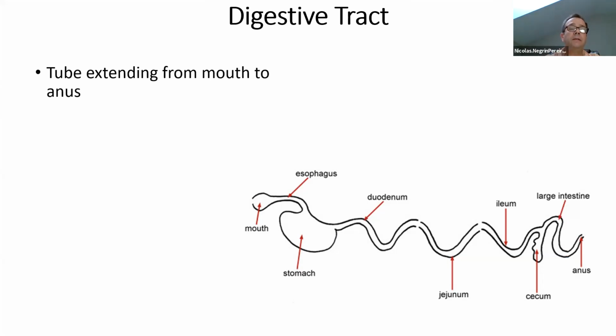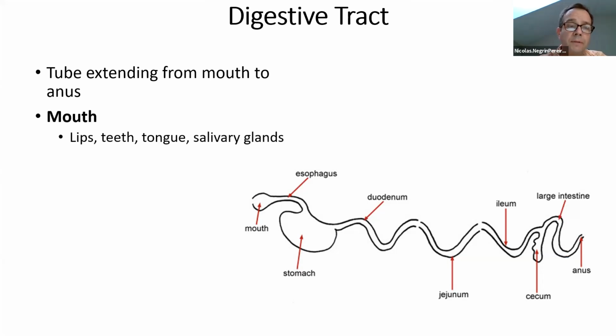So we can simply say that it's defined as a tube that extends from the mouth to the anus. First, we have the mouth with the lips, the teeth, the tongue, and the salivary glands, each of them, of course, fulfilling a specific and important role, mainly for apprehension. We will see that the apprehension of the different feed will depend on the species of animal considered. Then it is followed by the esophagus, which mostly has a transport function.